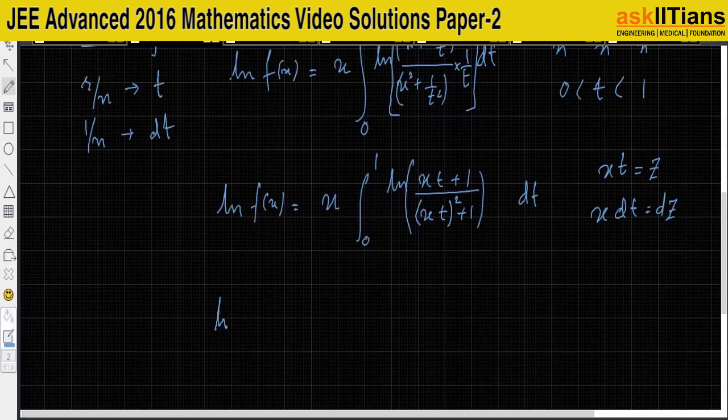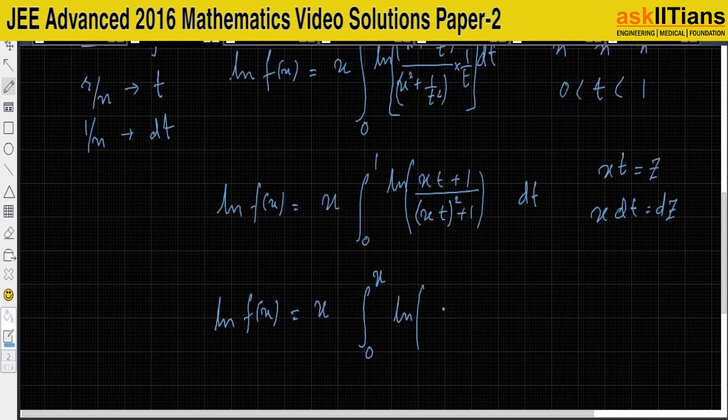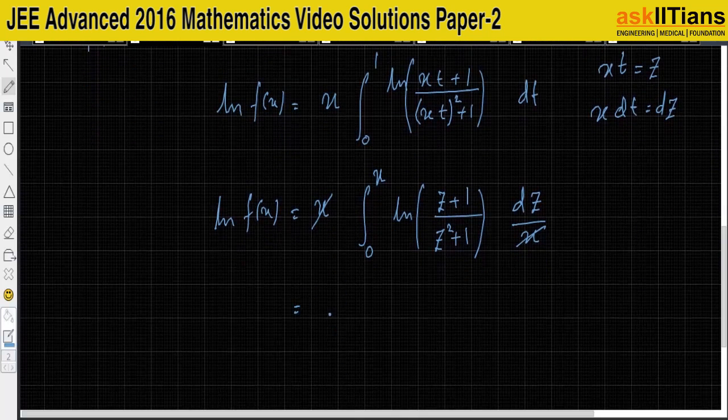So I'll get ln of f x is equal to x times, and the limits: if t is 0, z will be 0; if t is 1, z will be x. The integral of ln of z plus 1 divided by z square plus 1, and dt is dz by x. So this x and this x will get cancelled. Because x is constant, it will go outside. So I just need to integrate this. Now from here I can say that ln f x is equal to this quantity.